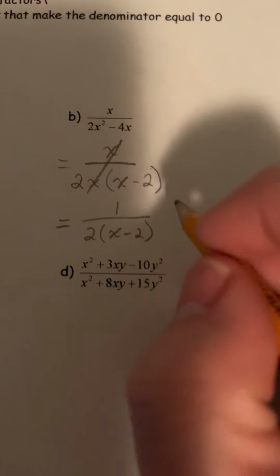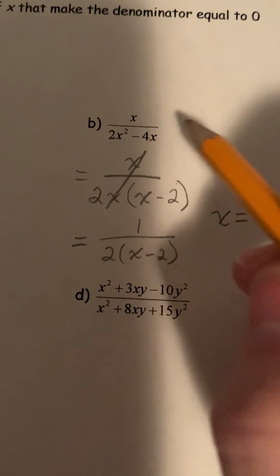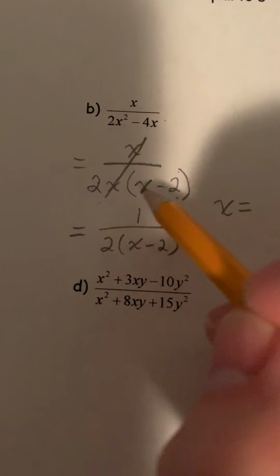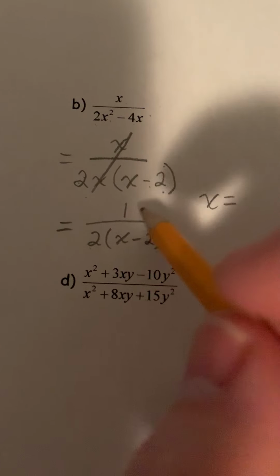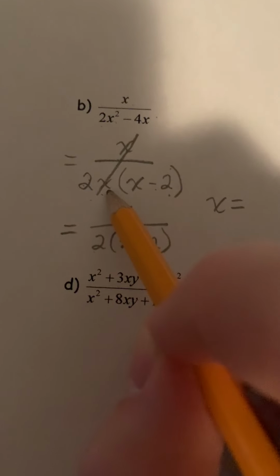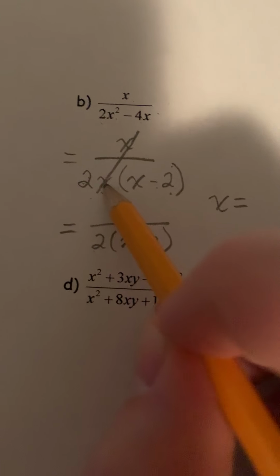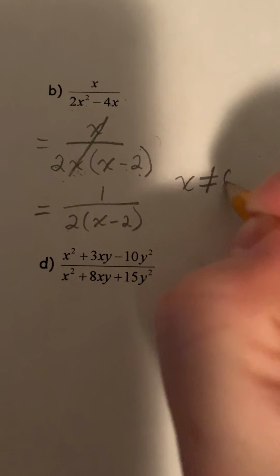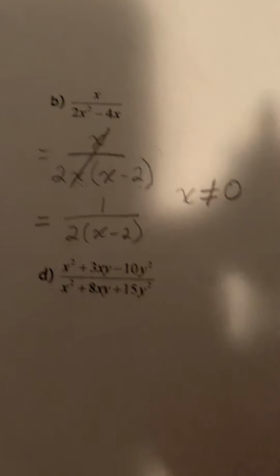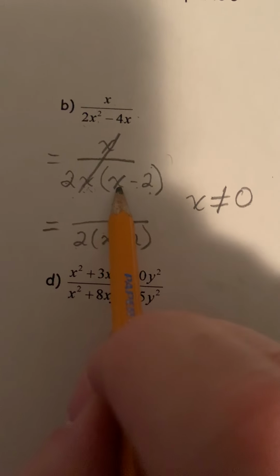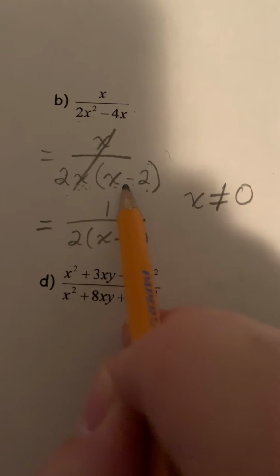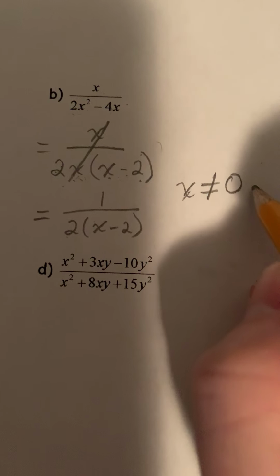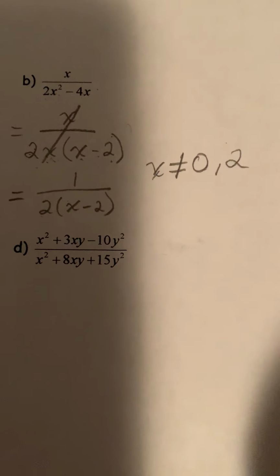Okay, so now we have to state what x cannot be. You could look at this step or you could look at the factored step. The factored step is probably easier to determine which values we could plug in that won't work. So if we plug a zero into this x here, this would be 2 times 0, which is 0, and 0 times this whole bracket will be 0. So x cannot equal 0. Likewise, if we plug in a positive 2 here, 2 minus 2 will be 0, and 0 times 2x will be 0. So x cannot be 0 or positive 2.